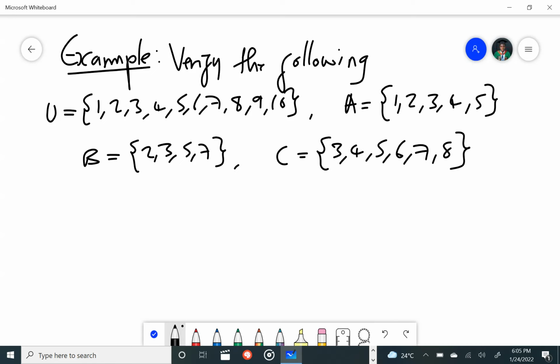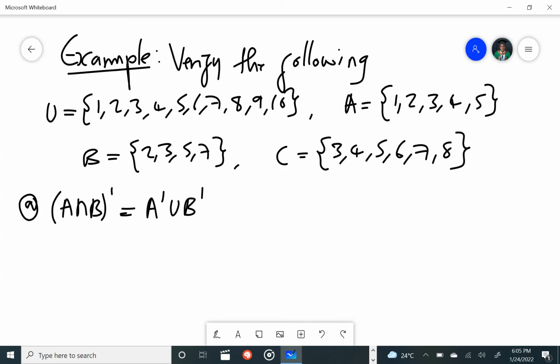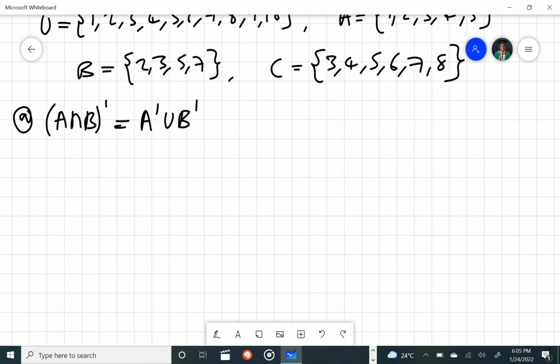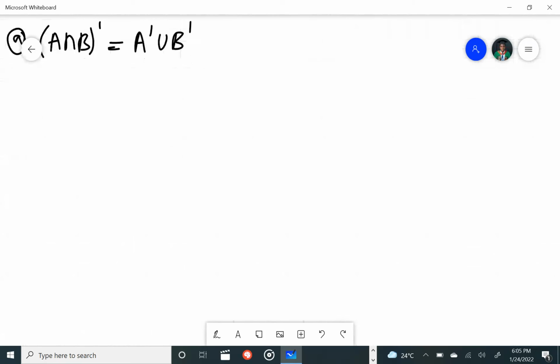So now what we're trying to do is prove De Morgan's law. You've been asked to first find what this is going to be and then verify that this is going to be equal to the equivalent of De Morgan's law, which is A complement union B complement. Since you are verifying, what you're going to do at this point is first solve for the first one. Remember, this is different from proving.